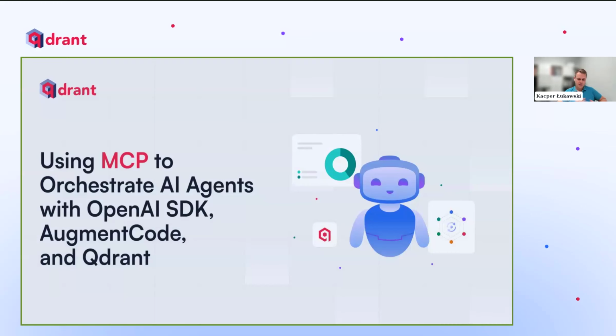But right now, it's high time to start working on the project that we promised from the very beginning. This project might look as if it was quite a complex one, because ultimately we are combining multiple tools together. We are going to use the MCP server, Qdrant MCP server, together with OpenAI Agents SDK, Augment Code, obviously, and Qdrant. That's a pretty obvious choice.